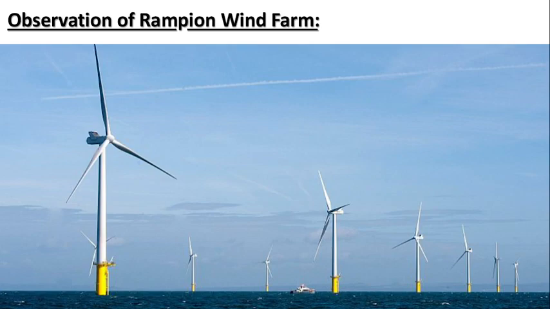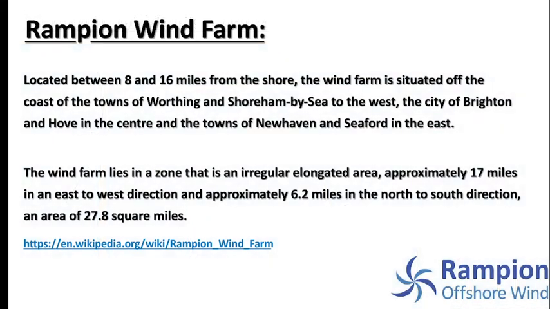Observation of Rampion Wind Farm. Located between 8 and 16 miles from the shore, the wind farm is situated off the coast of the towns of Worthing and Shoreham by the sea to the west, the city of Brighton and Hove in the center, and the towns of New Haven and Seaford in the east.